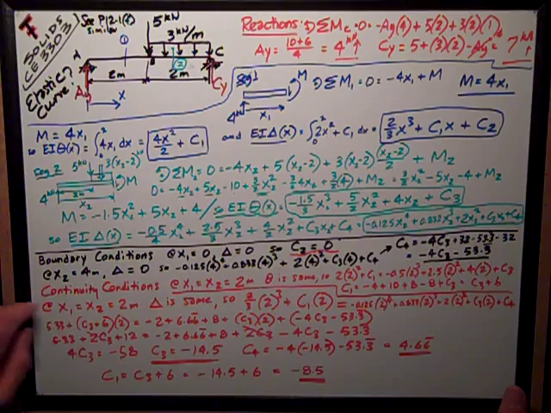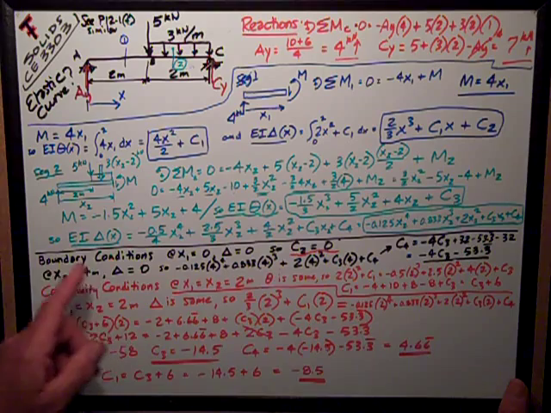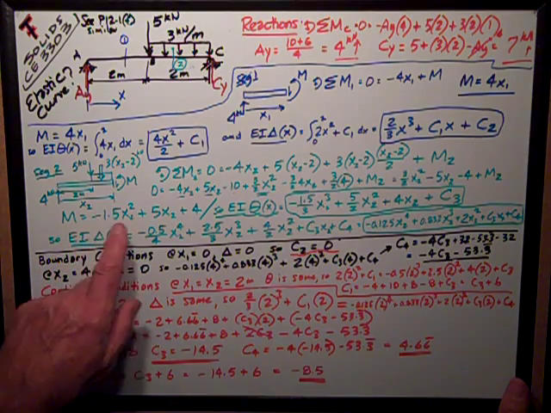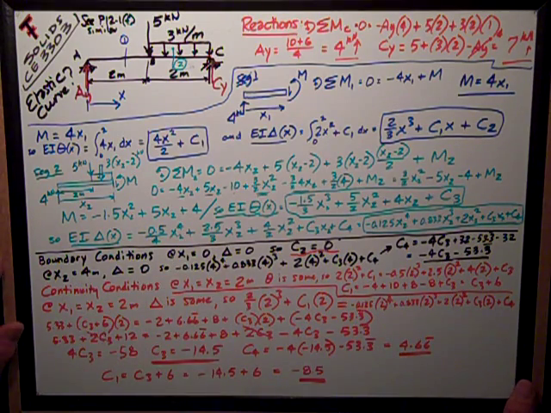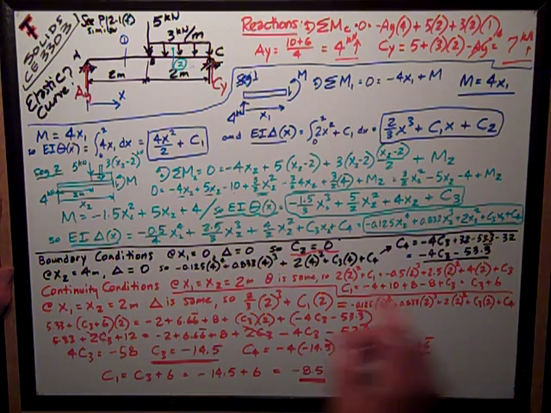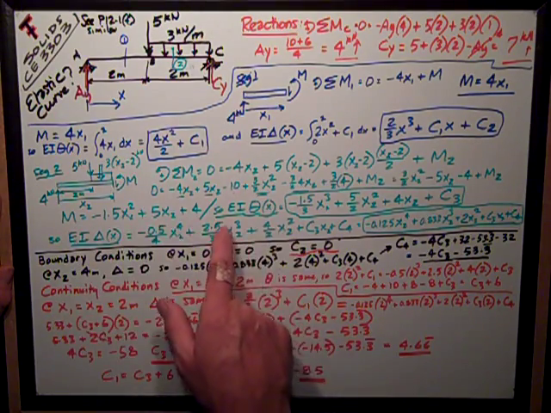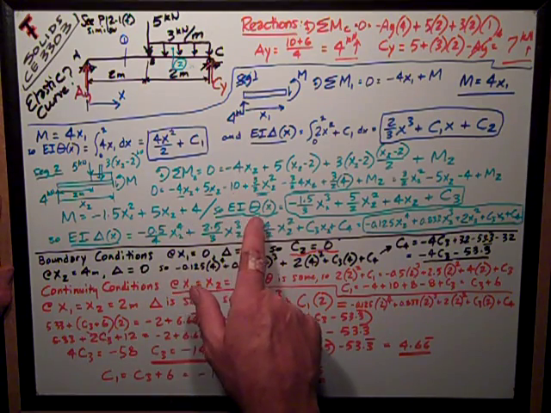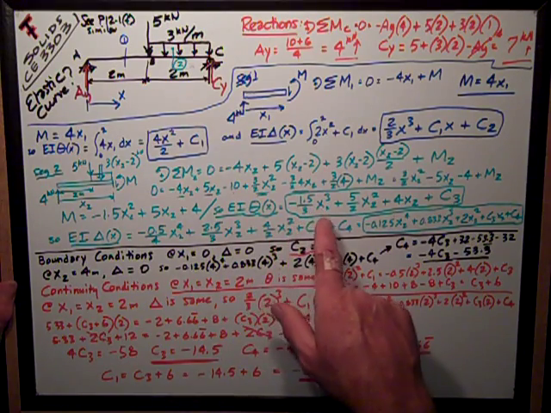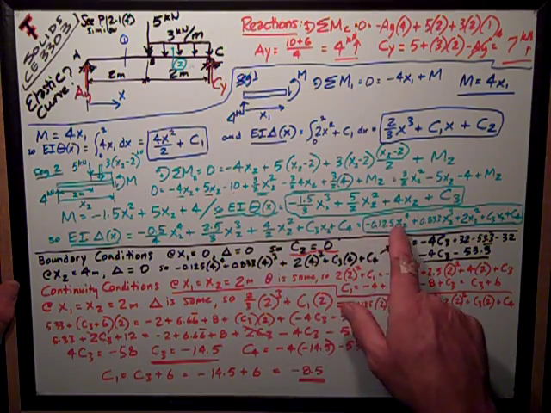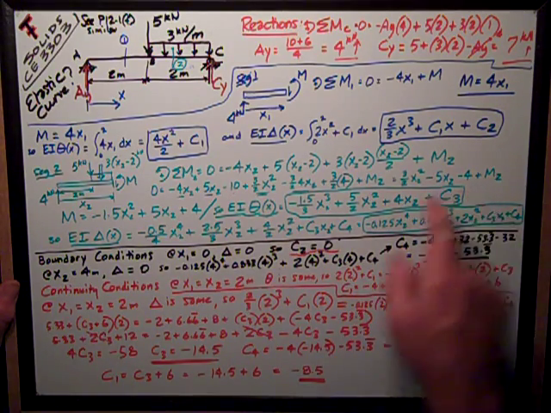So I can rearrange, and I can say that the moment at any segment, any section cut, is negative 1.5x squared plus 5x plus 4. Therefore, I want to integrate that once, which I haven't shown as nicely as I did up here. I integrate it once to get EI theta of x is negative 1.5 over 3 x cubed plus 5 halves x squared plus 4x plus another constant of integration, C3.